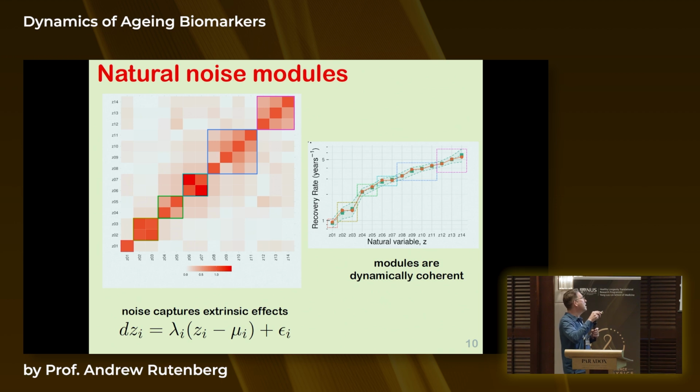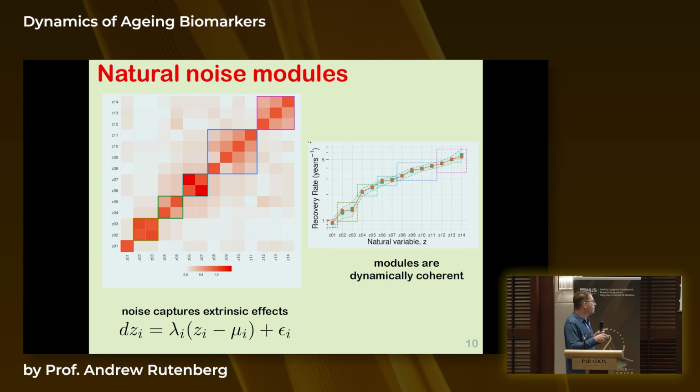And you notice that the blocks are small along the diagonal, and that means that the interactions here are basically between variables that are at the same time scale, the same stability. And so we see these are natural noise modules that appear to be dynamically coherent.